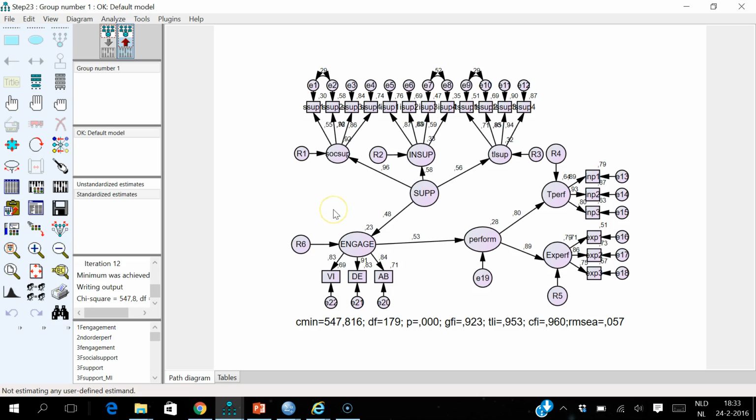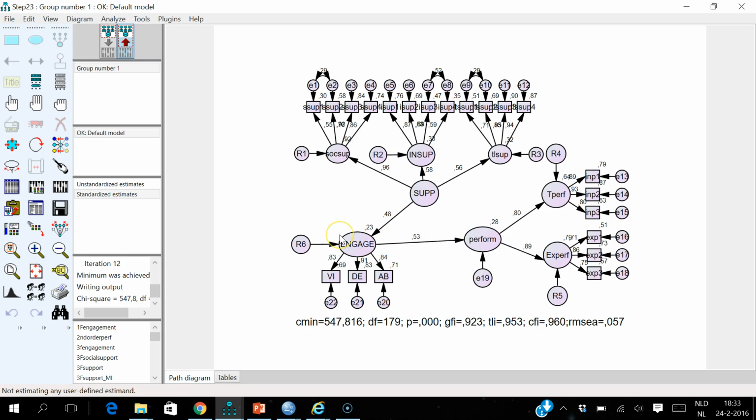Now, let's look at the second step of mediation. So social support should have a significant and positive effect on work engagement. And actually, this is the case because the standardized coefficient is 0.48. And then in turn, work engagement should have a significant effect on performance. In this case, it is a positive effect of 0.53.